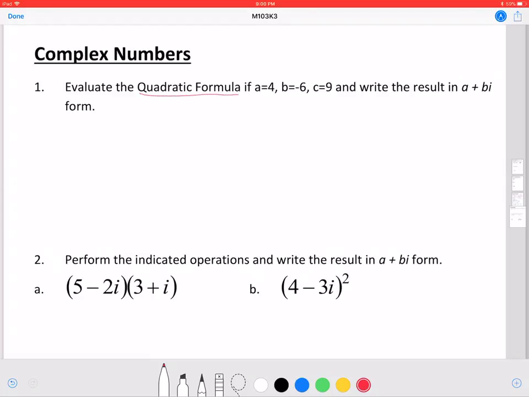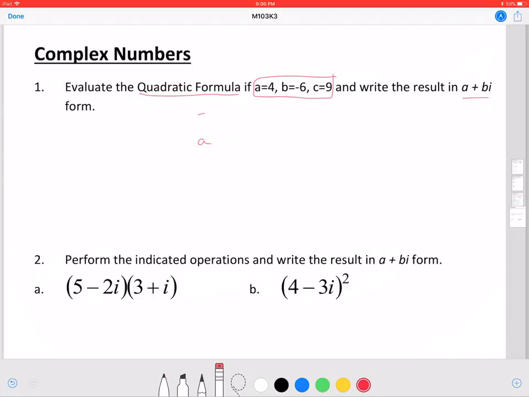Okay, remember the quadratic formula is negative b plus or minus the square root of b squared minus 4ac, whole thing over 2a. You are given the values of a, b, and c, and you're just asked to plug those numbers into the formula, and you will get a negative radicand in the square root. That's why we end up with a complex number. All right, so let's begin.